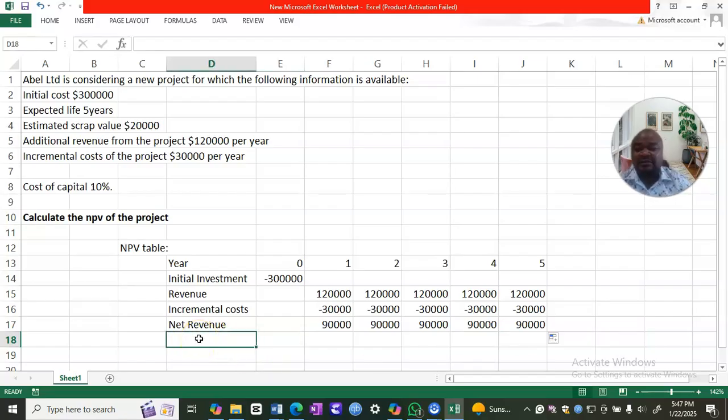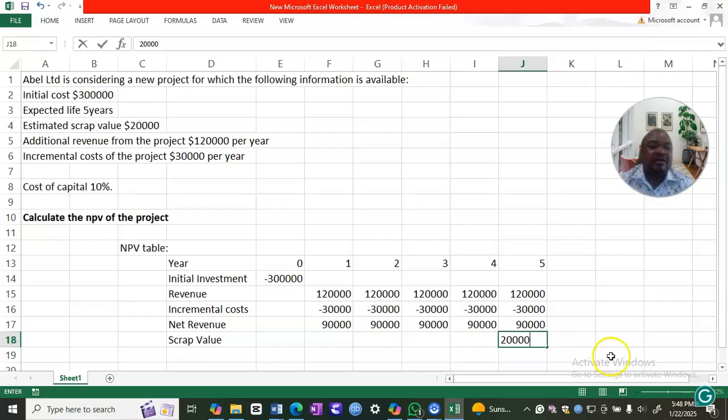Then we have got a scrap value at the end of the project. A scrap is income. We get something when we dispose of the machinery or whatever of the project. If we dispose of the project at the end of its life, we get a scrap value, some proceeds. So how much were they? We are told that we are going to get 20,000. That's in year 5.